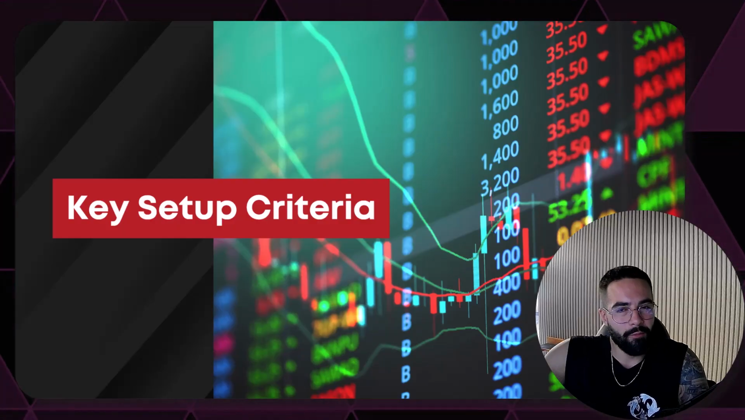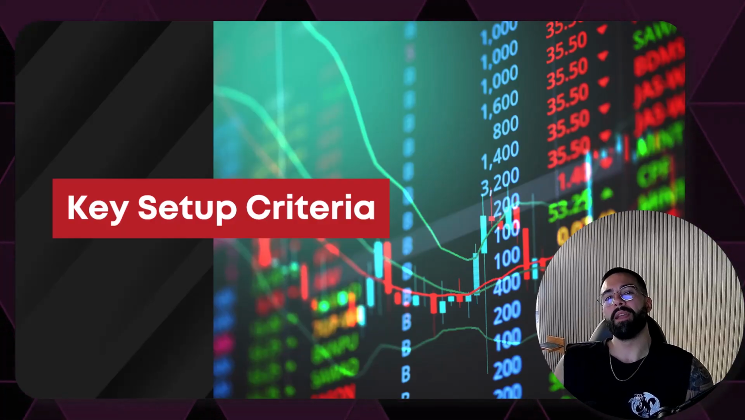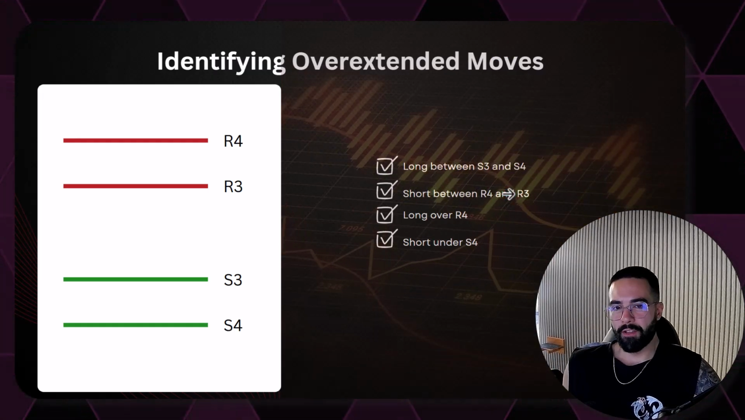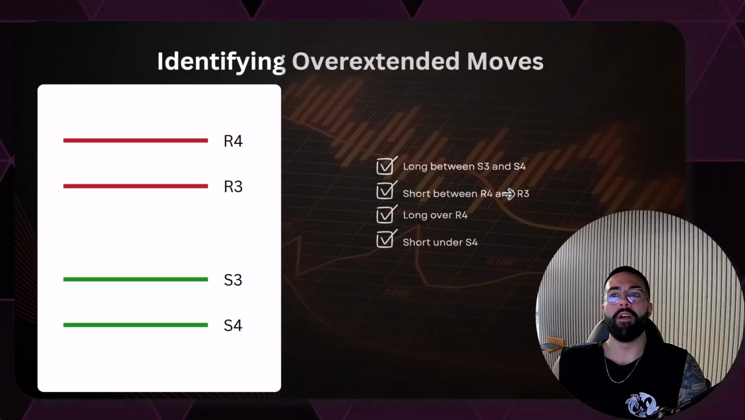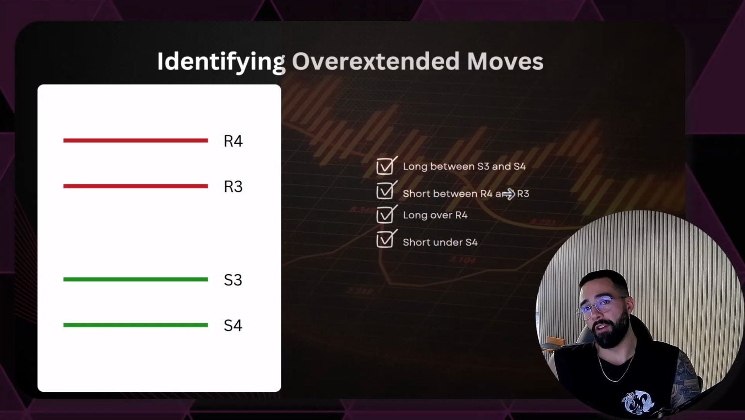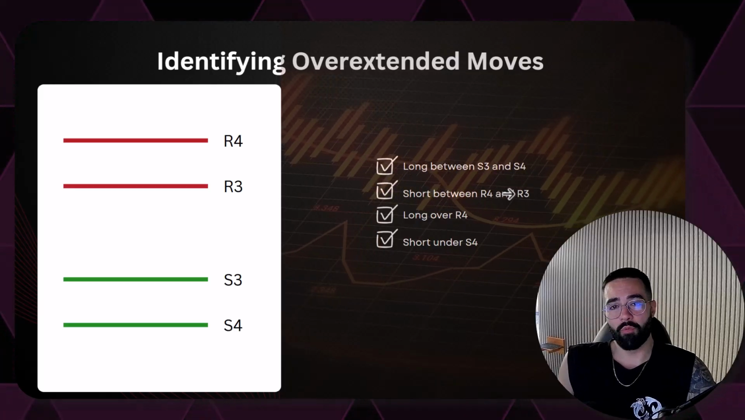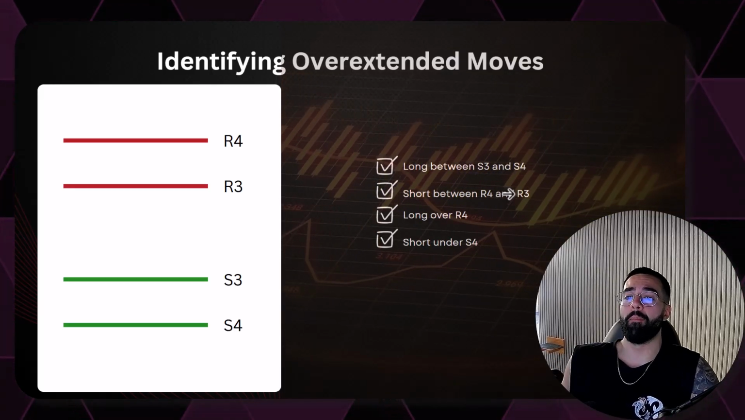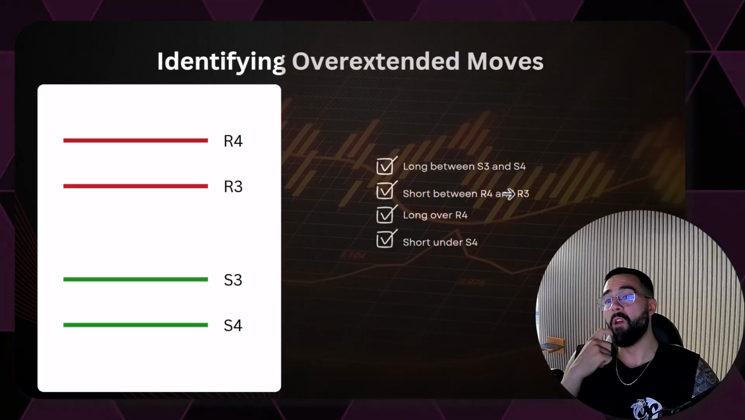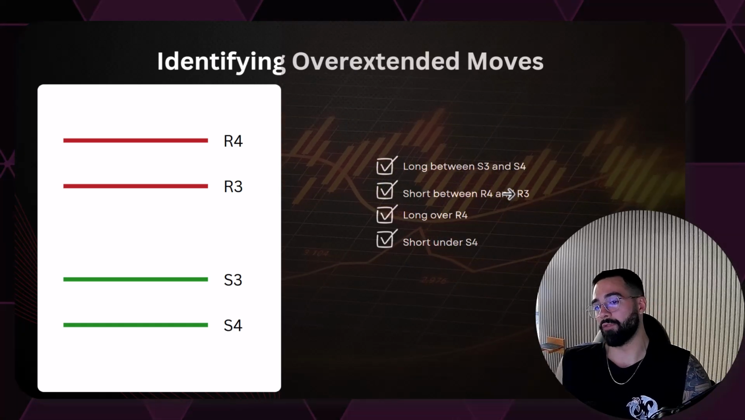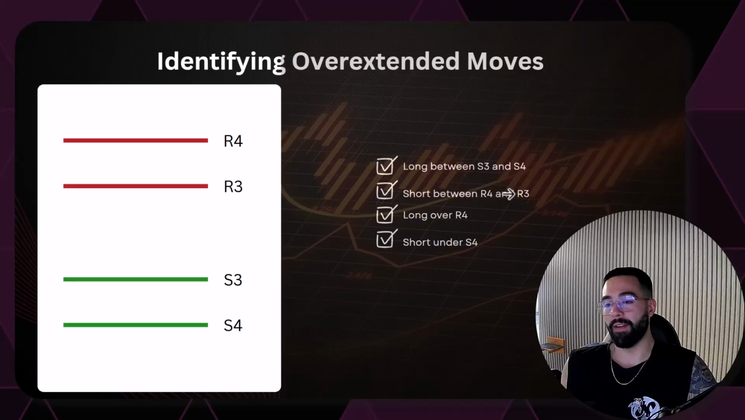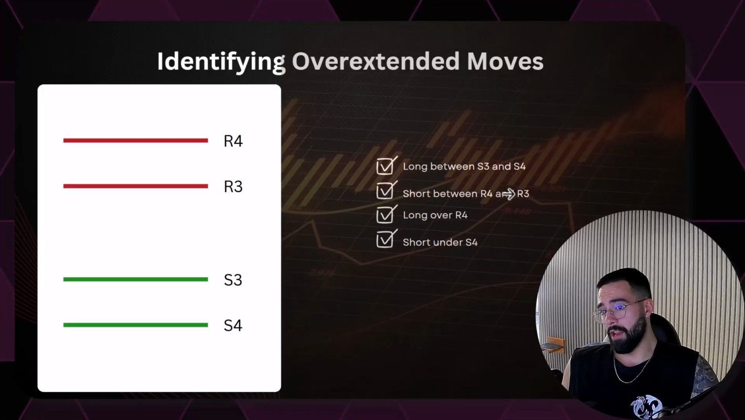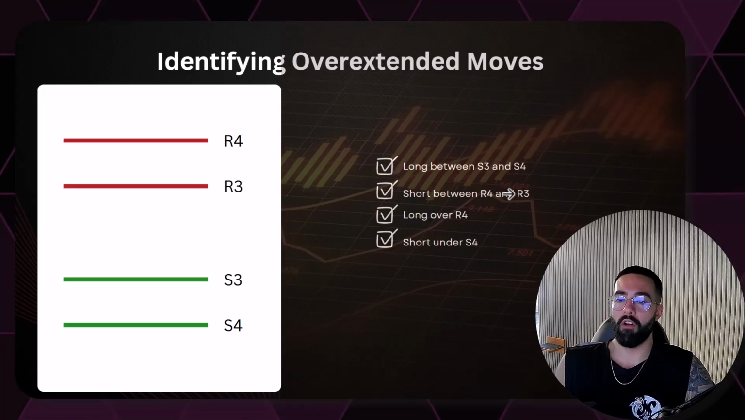So everything we're looking for before jumping in the trade. The first thing you want to pay attention to is your where. So identifying the overextended move. And for that, we're going to use this specific indicator that we already saw together, which is the Camarilla pivot points. So we want to be long in between S3 and S4 and short in between R3 and R4. That's how the cams work. Then you want to be long over R4 and short under S4.